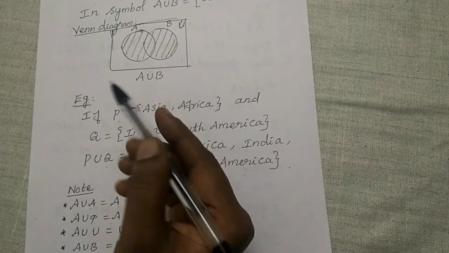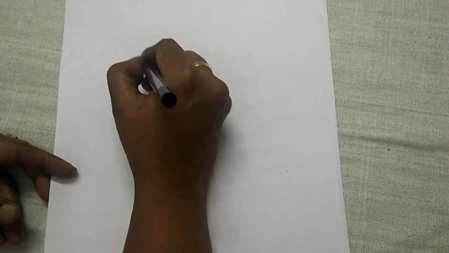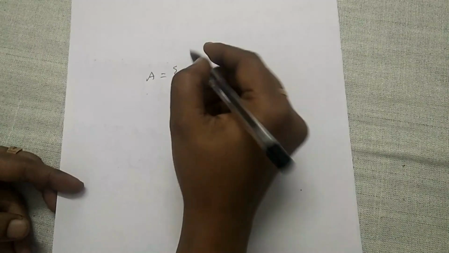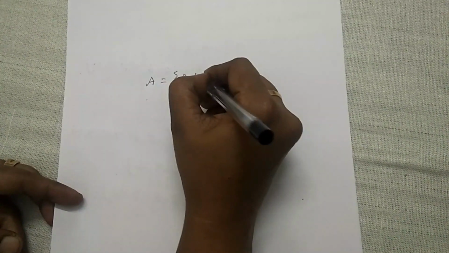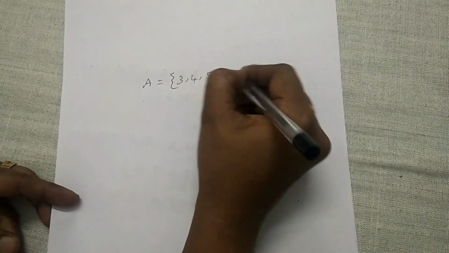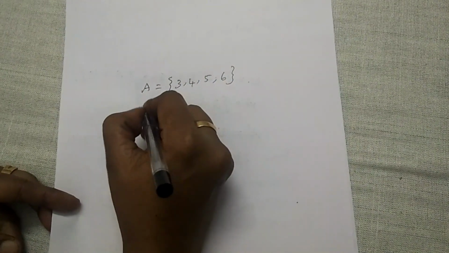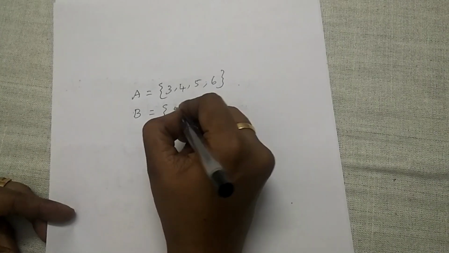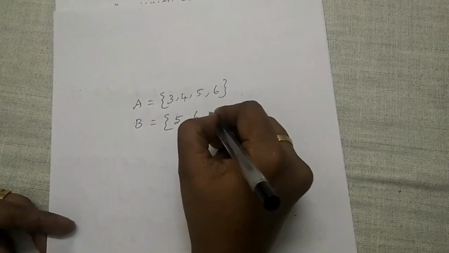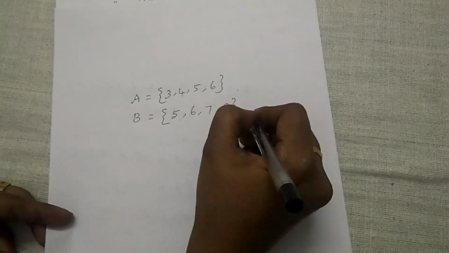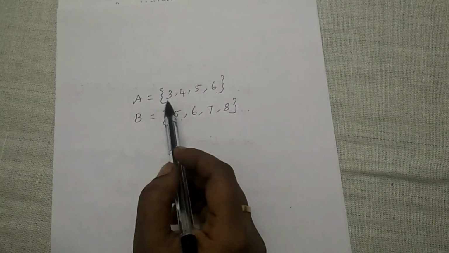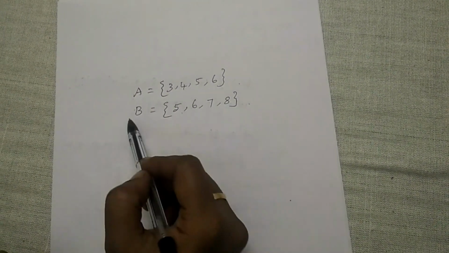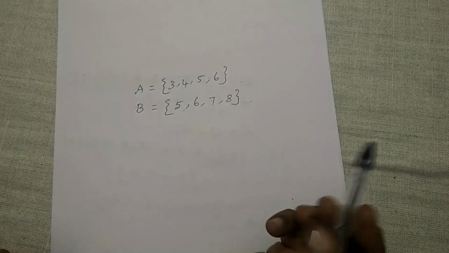Then one more example. Suppose A is equal to one set given here: 3, 4, 5, 6. Then B is equal to another set: 5, 6, 7, 8. So A is the set of these elements, and B is the set of these elements.